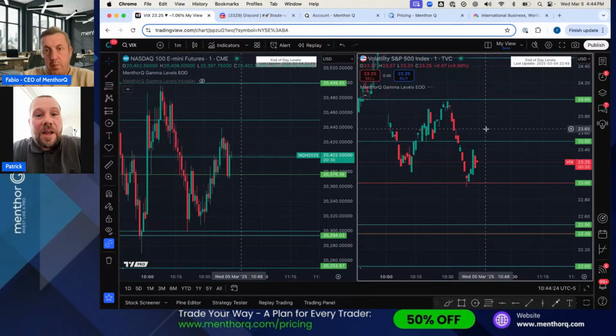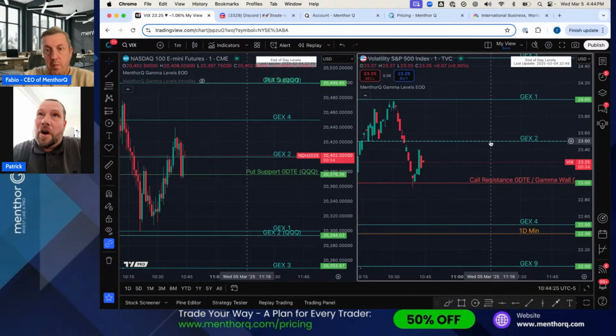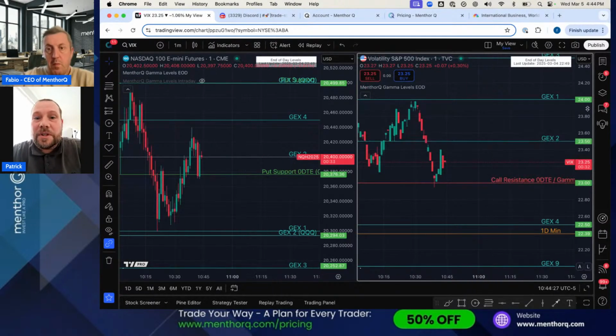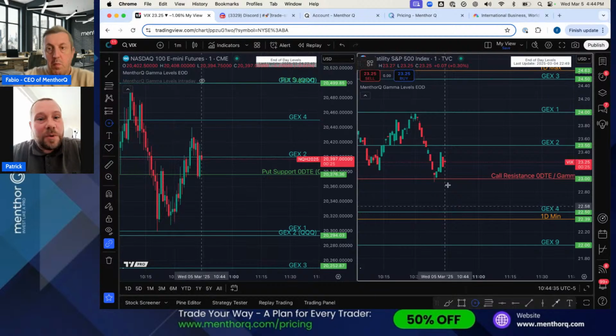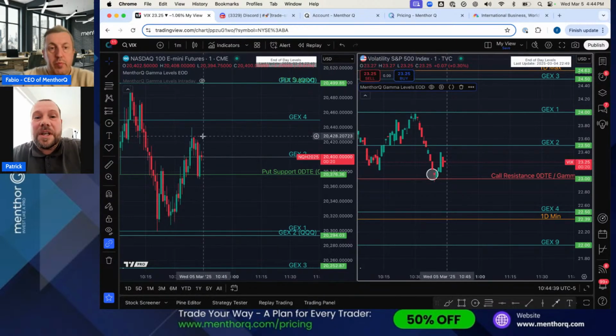It's time to get out of my short position on the NQ. Why was I going into the short? The call resistance was touching on the wicks. We got the candle, we were breaking GEX2, and I was looking at the QQQ and seeing we're not breaking put support USDT at the moment.